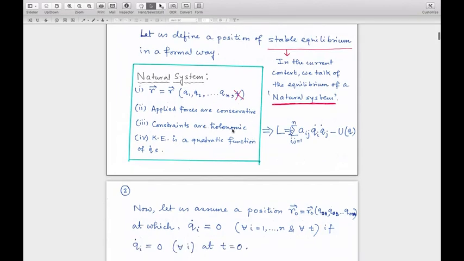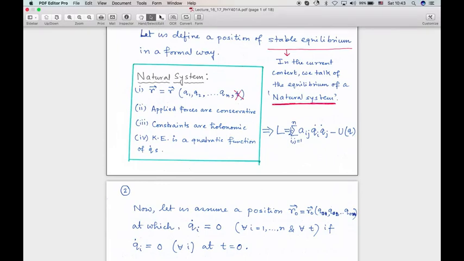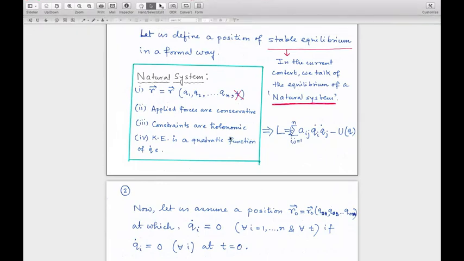Third, all the constraints will be holonomic, and that's why the first condition can now be said in terms of generalized coordinates. If all the constraints are holonomic in nature, then effectively you can describe the system by a set of generalized coordinates, which, if n in number, denote the effective degrees of freedom of the system. Finally, the kinetic energy should be a quadratic function of the generalized velocities.